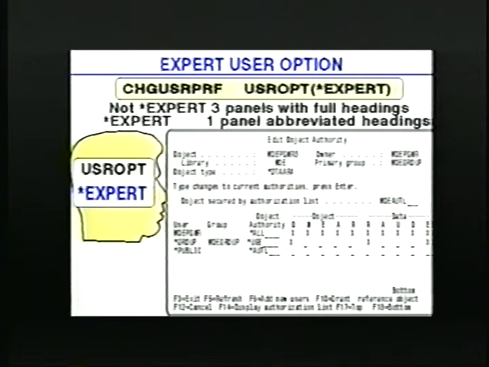I think of this as operating in the OMERADI form, where the OMER is the object level authorities and RADI is the data level authorities, where the O stands for object oper, M for object management, E for object existence, A for object alter, and R for object reference. And then the data authorities are read, add, update, delete, and execute. That's the OMERADI, and if you're an expert, you know what OMERADI means.